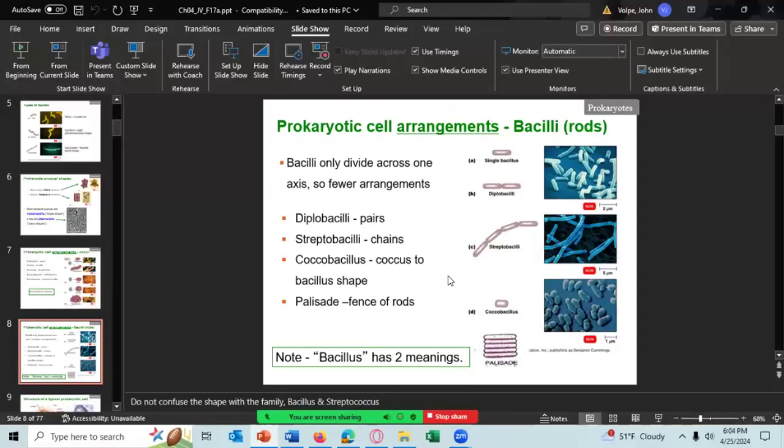Those are the different cellular growth arrangements of bacilli, meaning only singlets, diplobacilli, streptobacilli, and palisade. A coccobacillus is not a cellular growth arrangement. It shouldn't be in this slide. It is the shape of the bacteria. And I mentioned it before. Let me show you that.